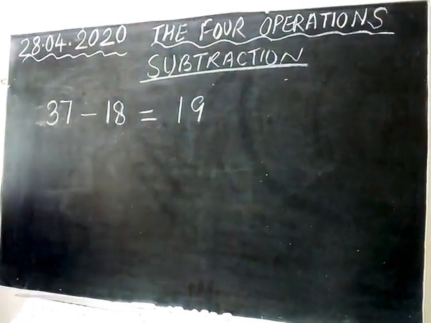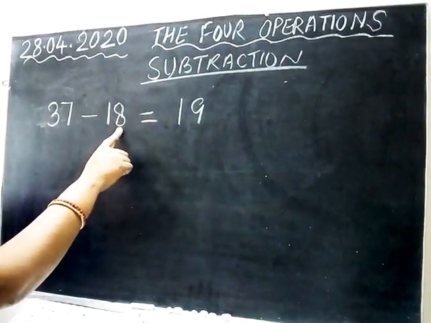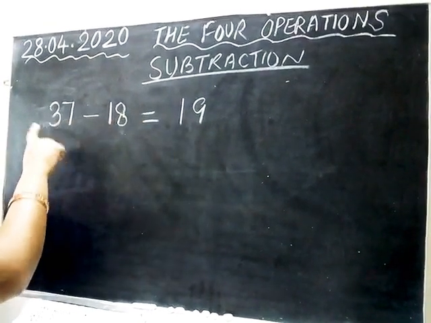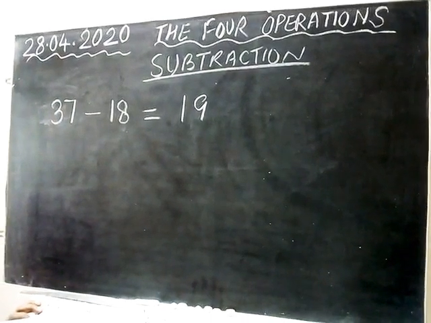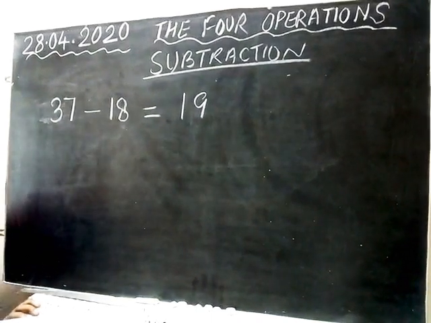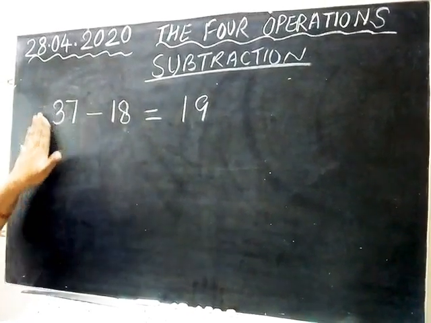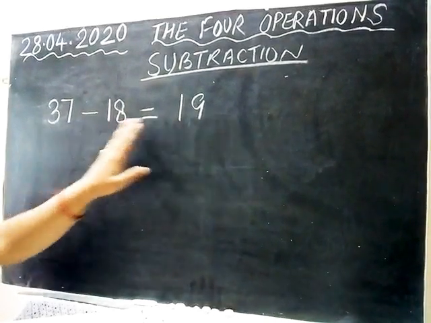Now you can check your answer by adding also. 9 plus 8 is equal to 17, carry 1, 1 plus 1 is 2, plus 1 is 3. So this is the way when we do subtraction, we check our answer and find out whether my sum is right or wrong. Okay, we will come to that. Let us first understand this. So I have taken the example of one question of subtraction.